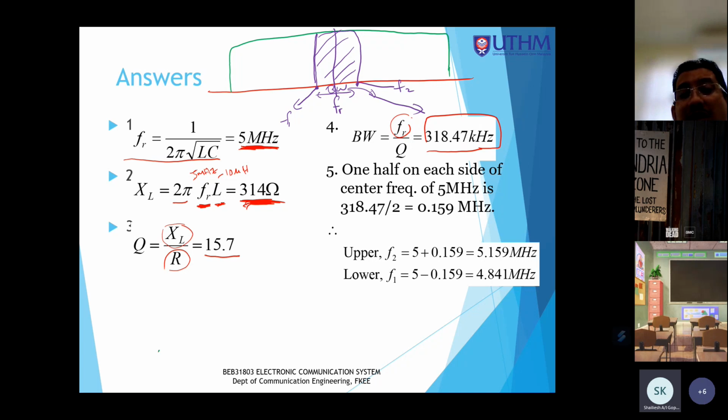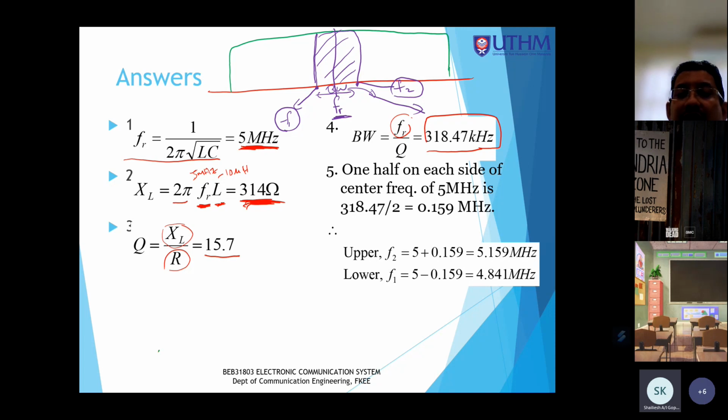So you already know the bandwidth, you already know the center frequency, which is the resonant frequency, but now you want to find how much is the lower frequency and the upper frequency. So mudahlah. Okay, so kita dah tahu dia punya bandwidth, kita dah tahu center dia berapa, so kita boleh cari berapakah yang tertinggi dan juga yang terendah.